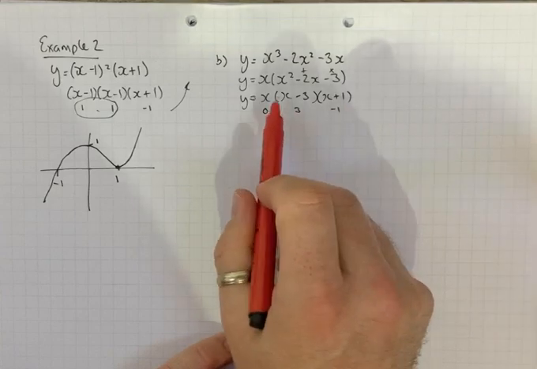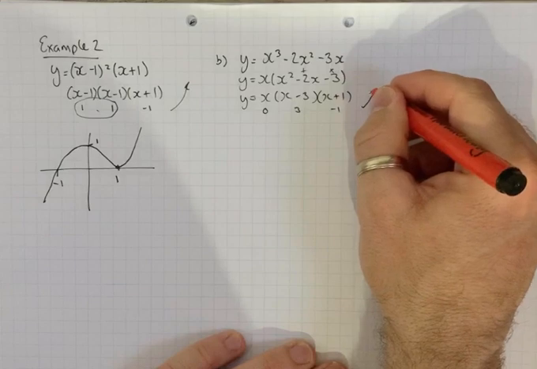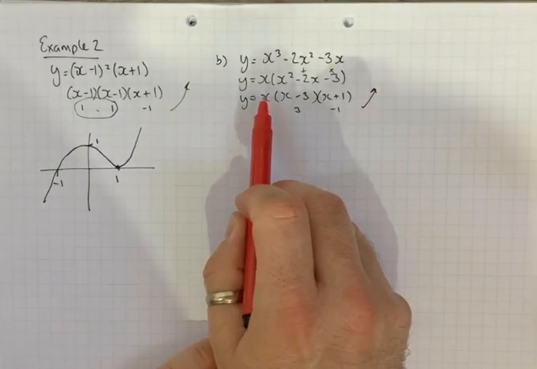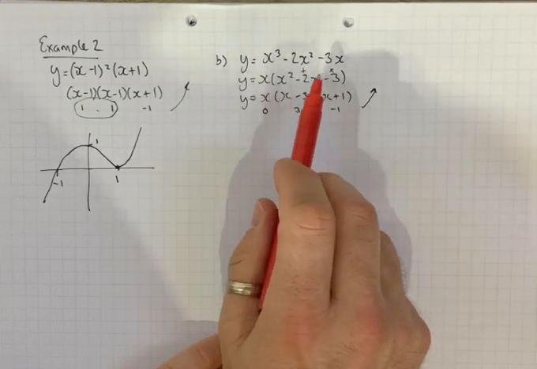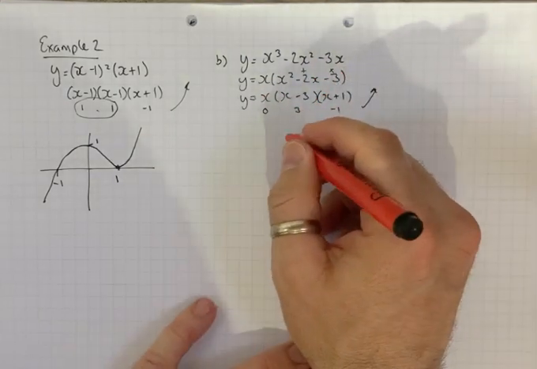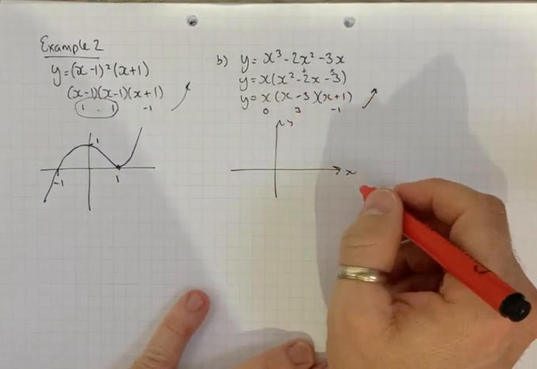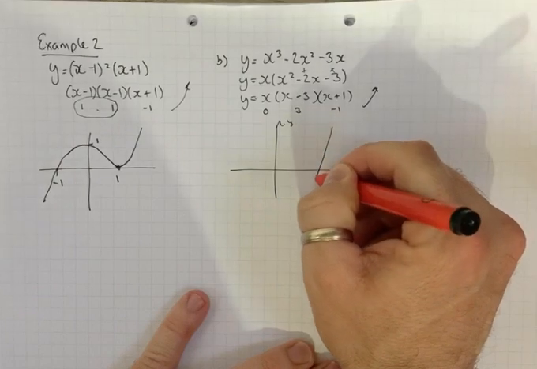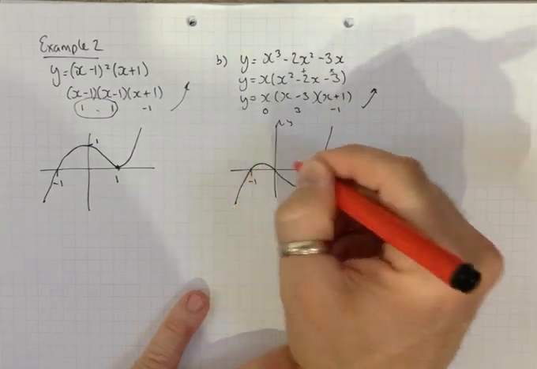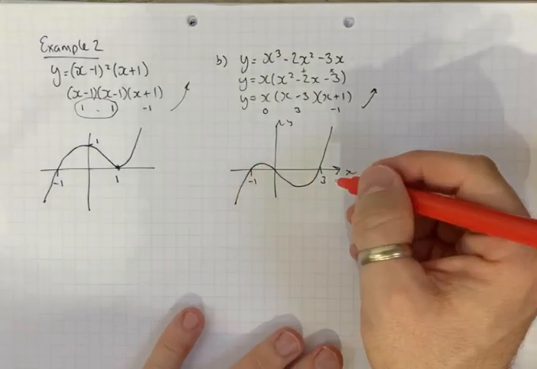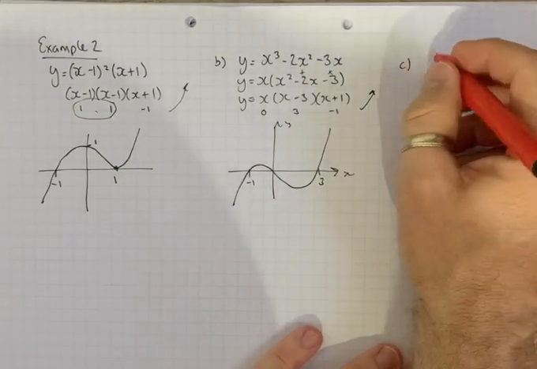So when x equals 4, say, 4 times 1 times 5 is positive, so we know it's going to go up to heaven. When x is positive infinity, positive times positive times positive, it's going to go to heaven. So, heaven, 3, 0, -1. Something like that. Let's just try and squeeze C in here.